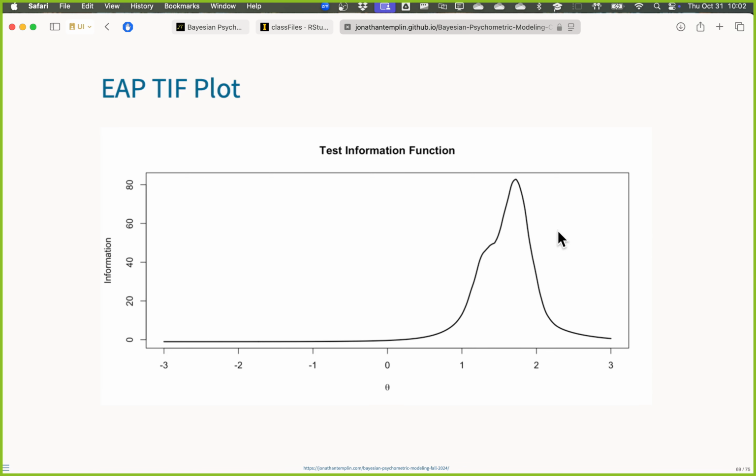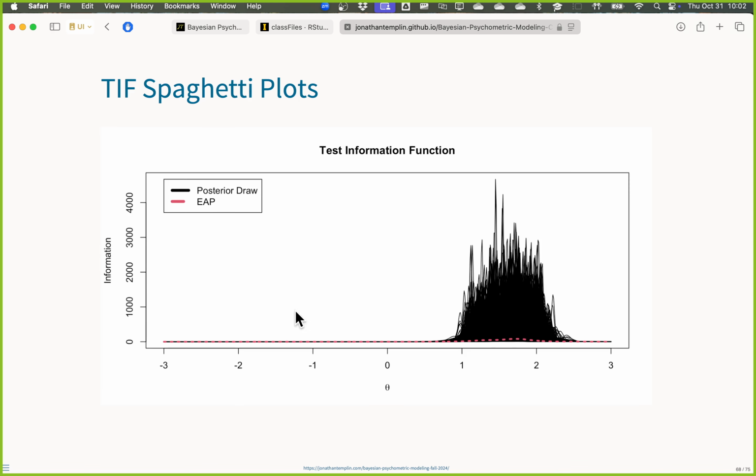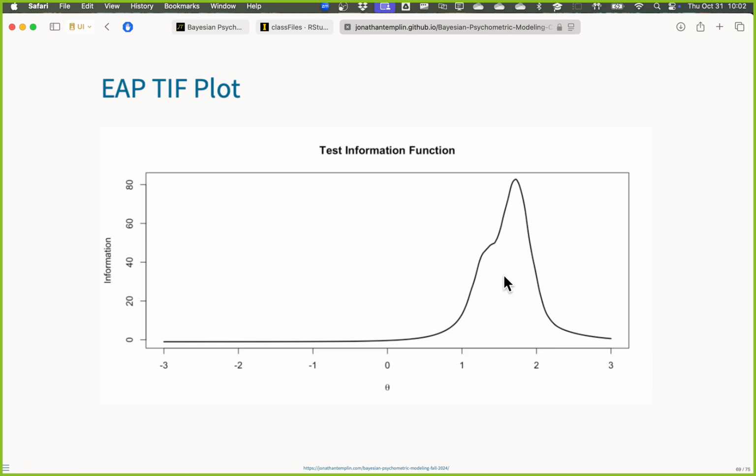This is another shape of the test information function. Once I smooth that distribution, you'll see that with the posterior draws, we get some really wide values of really high values. But once we smooth everything out, it really starts to look like this. And we can tell that our area of maximum information for the test is somewhere between 1 and 2. Does that sound good to you?